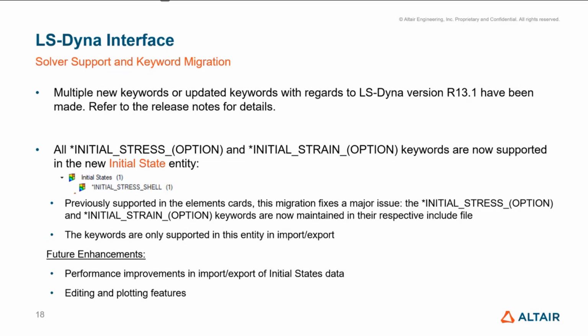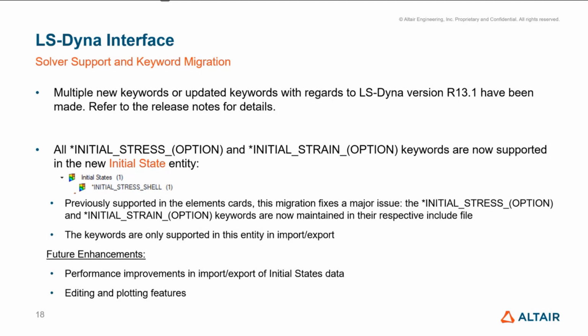So previously, if you remember, these keywords were actually directly integrated inside the element cards, which was actually a big issue because with this support inside the element cards, we always lost the include in which the initial stress or initial strain data were written. They were automatically moved to the elements include files. So this is now, with this migration, one of the biggest issues with the handling of initial state values inside includes now fixed.